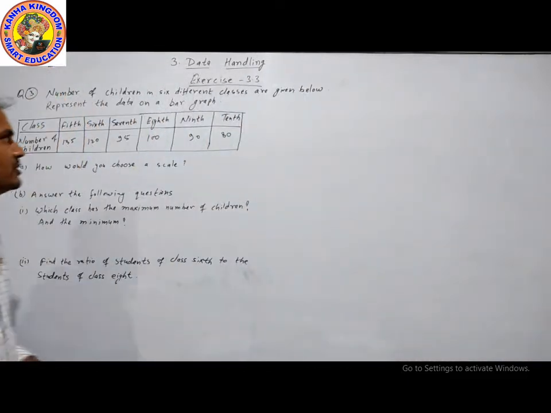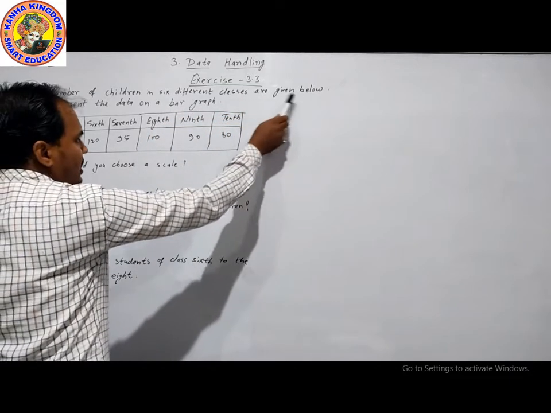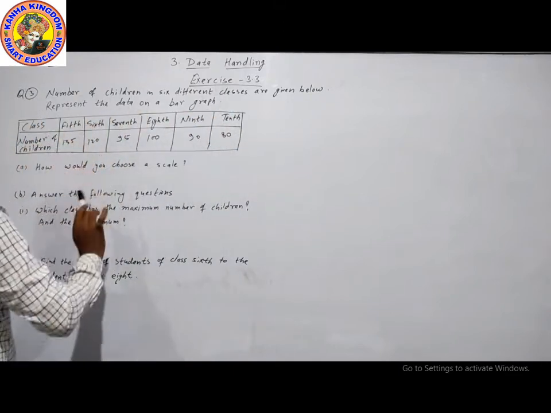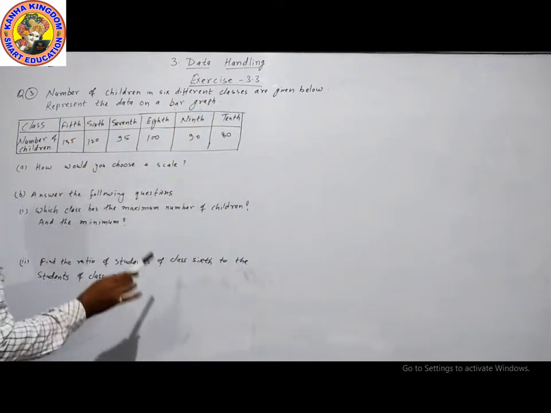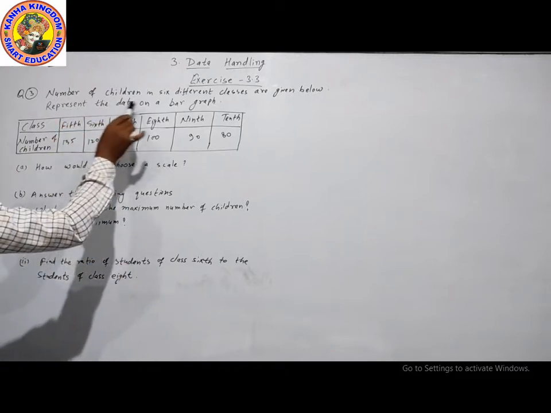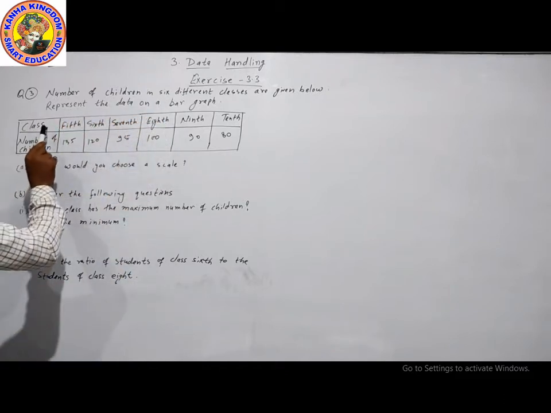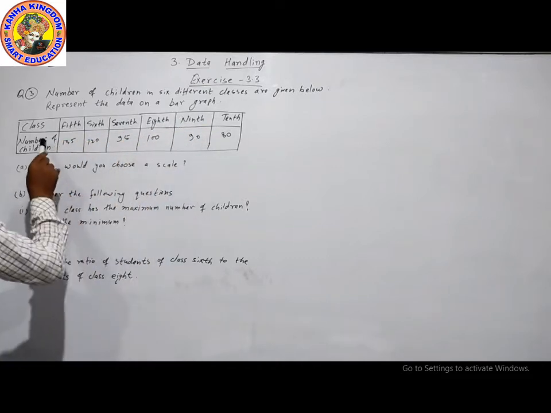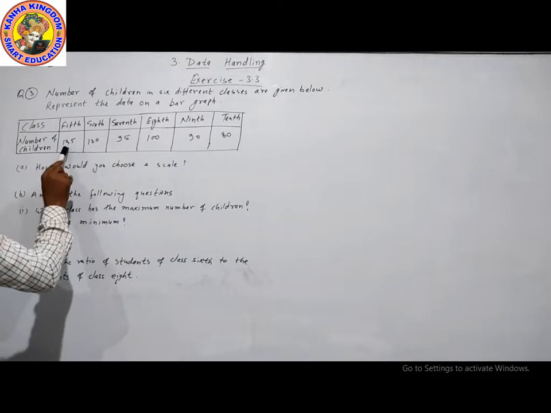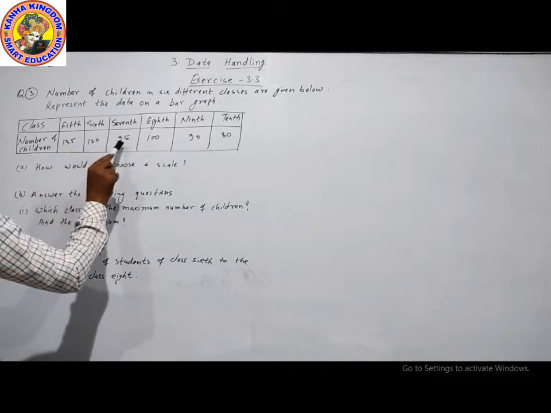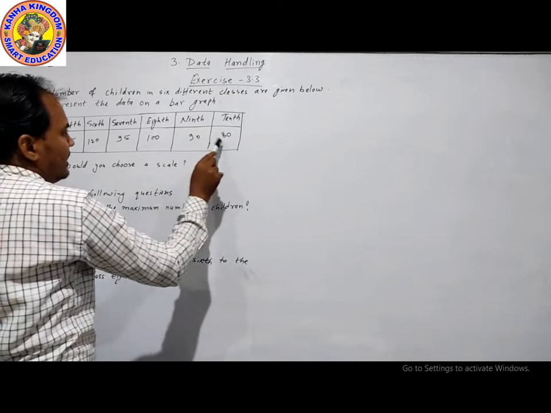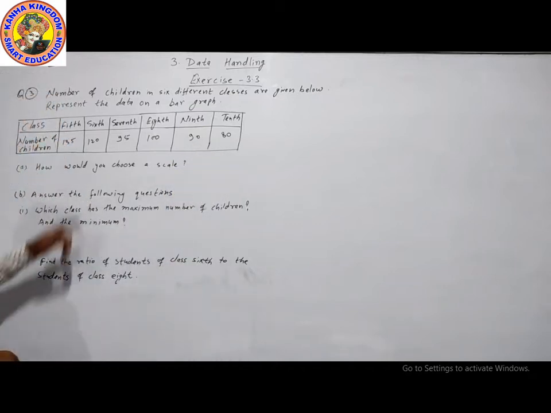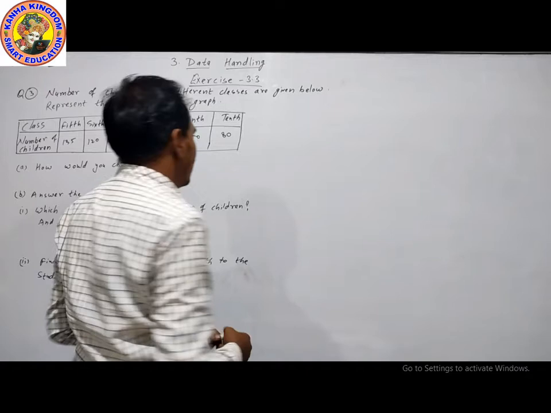Now our next question is question number 3. The number of children in 6 different classes are given below. This is a table which denotes 6 classes and the number of students. Represent the data on a bar graph. Classes 5th, 6th, 7th, 8th, 9th, 10th. Number of children 135, 120, 95, 100, 90, 80. These are the number of students. Represent the data on a bar graph.